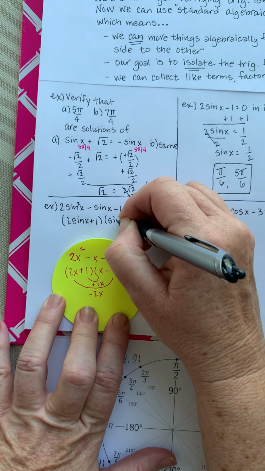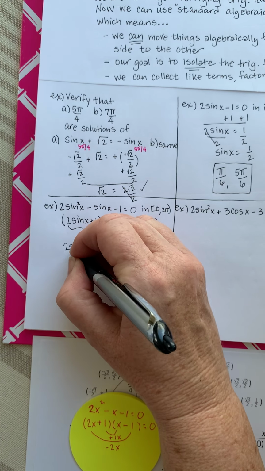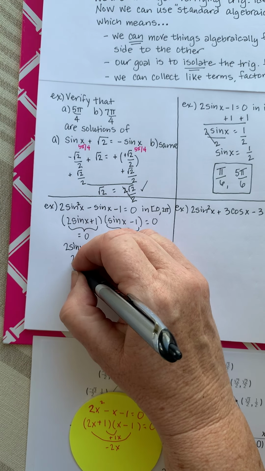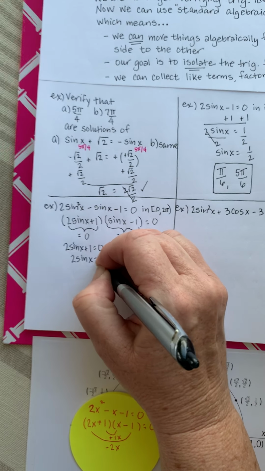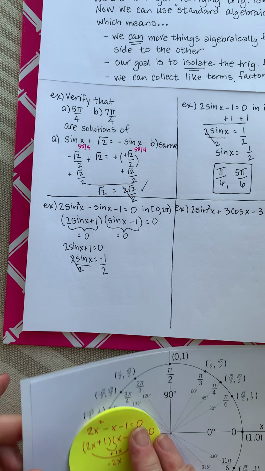Okay, and if we go back to our Algebra 2 example, what would we do next? We would set this equal to 0, and we would set this equal to 0. That's exactly what we're going to do here. So this is going to be equal to 0, and this is going to be equal to 0. Okay, so 2 sine of x plus 1 equals 0. I'm going to subtract 1 from both sides. I'm going to divide by 2. So I'm looking for where my sine of x is equal to negative 1/2.